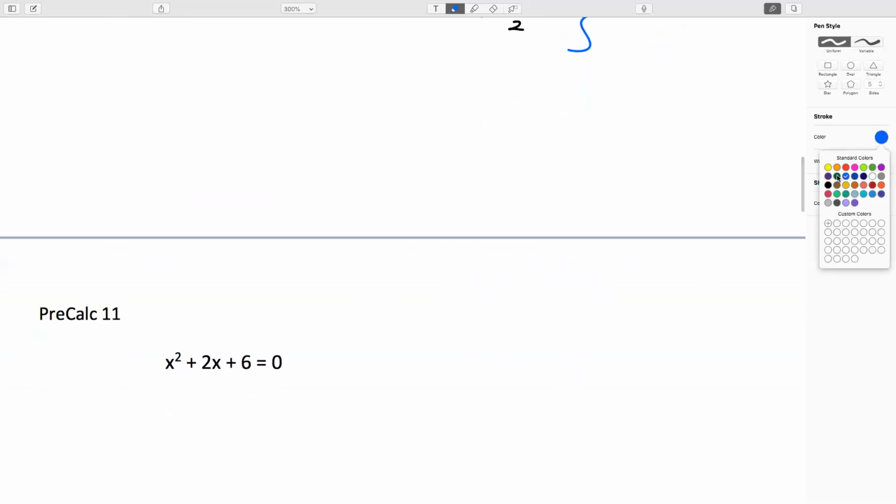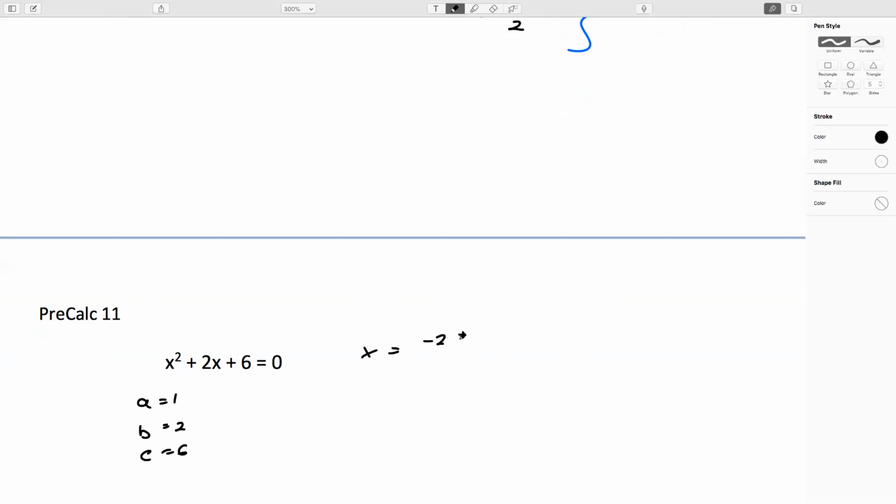Last example here, we have a still equal to 1, b still equal to 2, but now c is equal to 6. So the actual quadratic equation, x will be negative 2 plus or minus the square root of 2 squared minus 4 times 1 times 6, all over 2 times 1. This simplifies to negative 2 plus or minus the square root of negative 20 over 2.